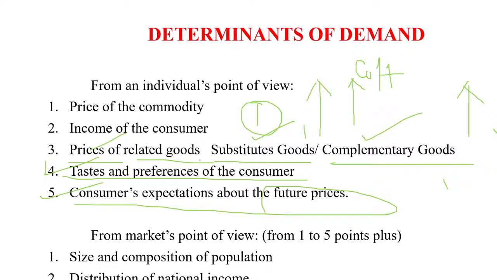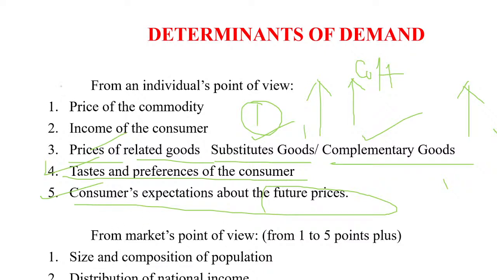But let's say somebody says that after 2-3 days or after a week the price is going to increase, right? For example, after a budget on 1st April onwards, all electronic items will become dearer. So you have to start purchasing right away. Why? Because you know the price is going to increase after some time, or in the next financial year. So that is the consumer's expectations about the future price, right?